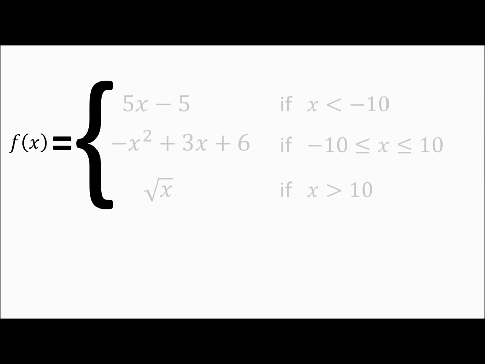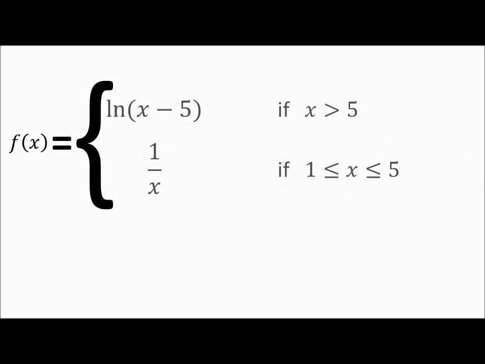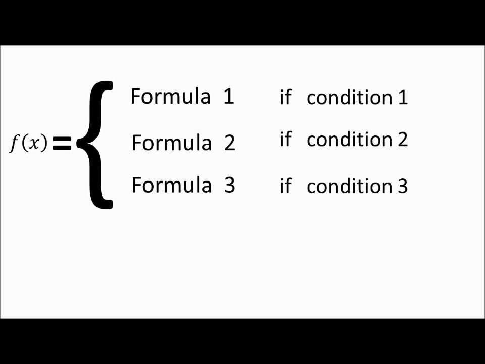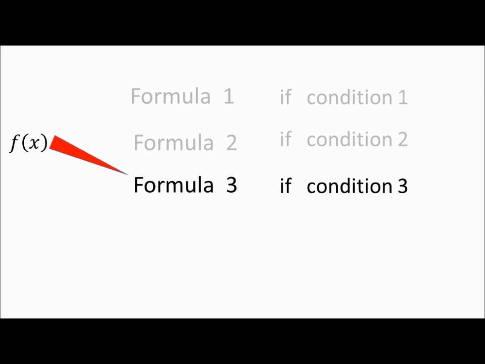For example, the three formulas that you're looking at here together with three conditions, or maybe two formulas and two conditions. In general, a piecewise function is a set of formulas and a set of corresponding conditions, as we are seeing here. Formula 1 will go with condition 1. Formula 2 will go with condition 2, and formula 3 will go with condition 3.